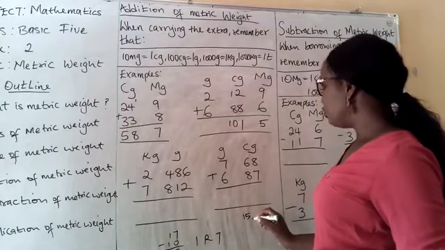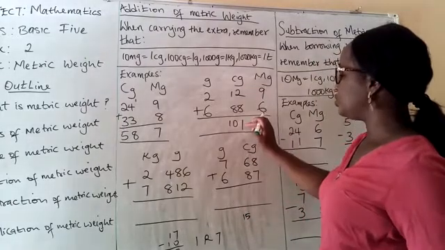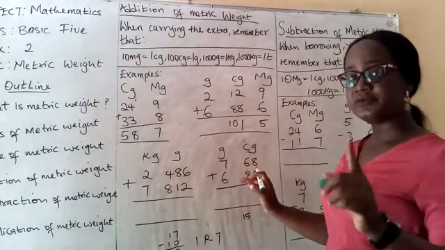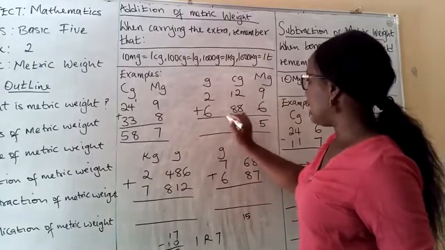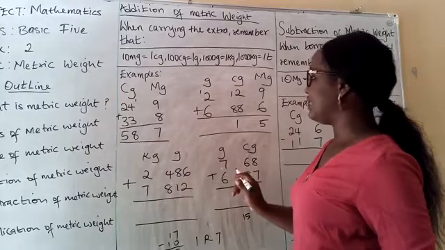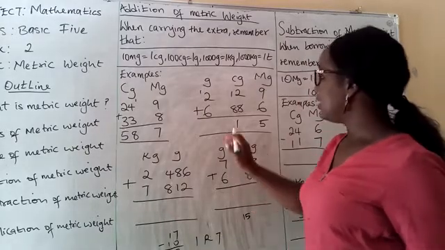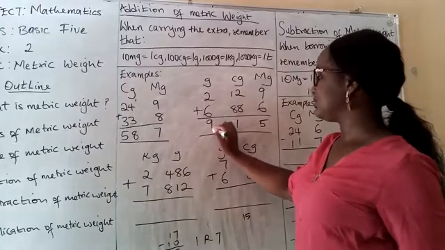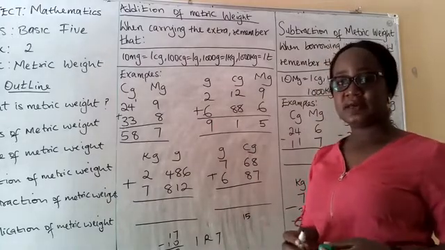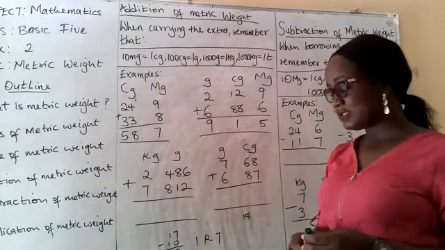That's 1 plus this is 2 plus this is what? 10. So how many 100 do we have here? We have 1, remember 1. So again, we have our 1 here, and we carry the 1 over to where it belongs. That is gram, right? Now 1 plus 2 will give us 3, plus 6 is what? 9. Is that clear enough? Okay, let's go to the next one.